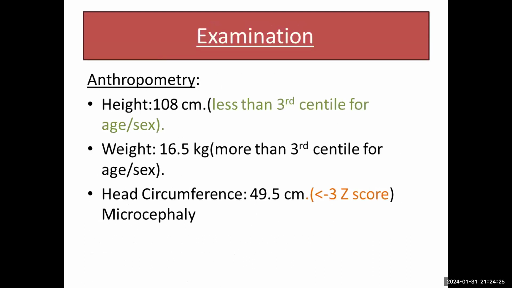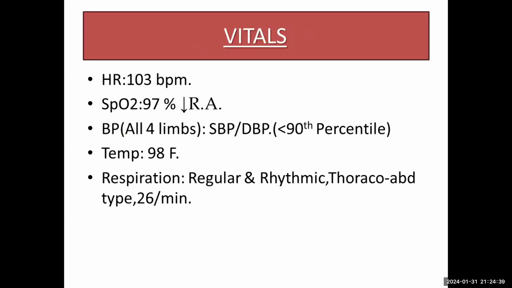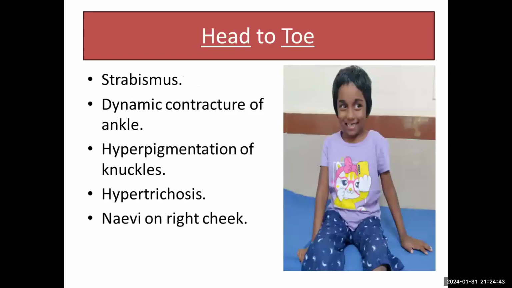On examination, anthropometry showed height less than the 3rd percentile for age and sex. Weight was more than the 3rd percentile for age, and head circumference was less than -3 standard Z score. Microcephaly was there. The vitals were normal. On head-to-toe examination, there was strabismus, dynamic contracture of the ankle, hyperpigmentation of the knuckles, hypertrichosis, and a nevus on the right cheek.